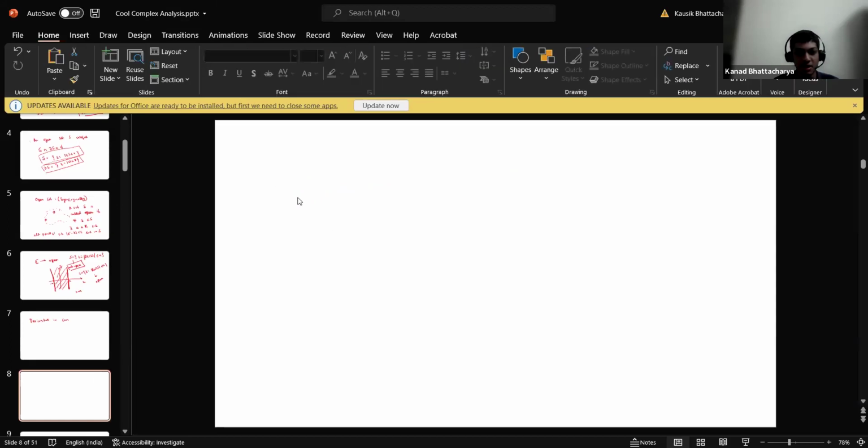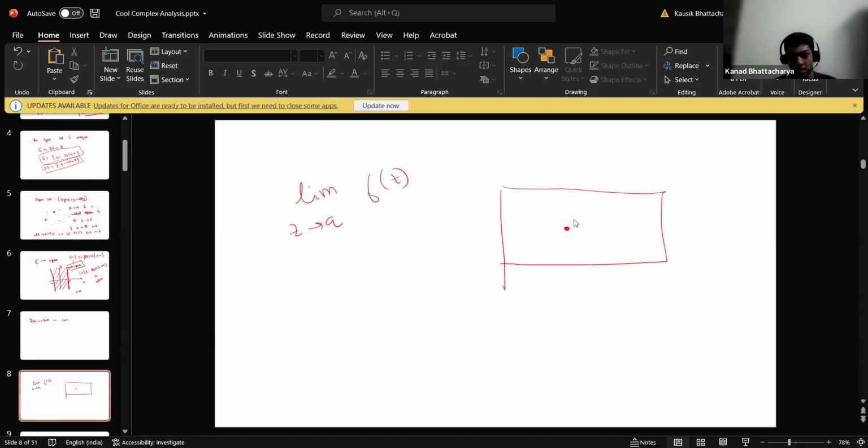Okay, so what does limit mean in the case of a function? What does it mean when z tends to a? Let's say this is the complex plane, and this is the point a. What we basically do is keep drawing smaller and smaller circles around it, take points inside that smaller and smaller circle, and see where that tends to.